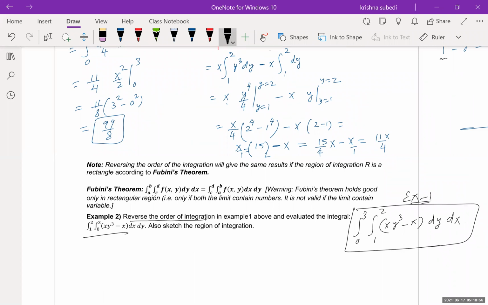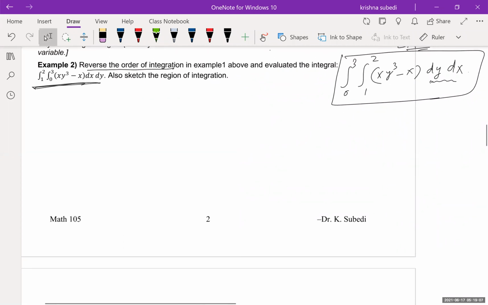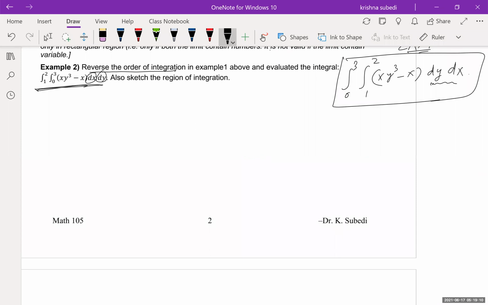Now, notice that in example 2, what I did is I switched the order. Earlier I had dy dx, and now I have dx dy. I changed the order. If you want to change the order, then you must make sure that the limits are also changed. In example 1, the limit for y is 1 to 2 and the limit for x is 0 to 3. The inside limit is for the inside integral and the outside is for the outside. So in this case, dx is 0 to 3 and y is 1 to 2. I switched the limits and I switched the order of integration.